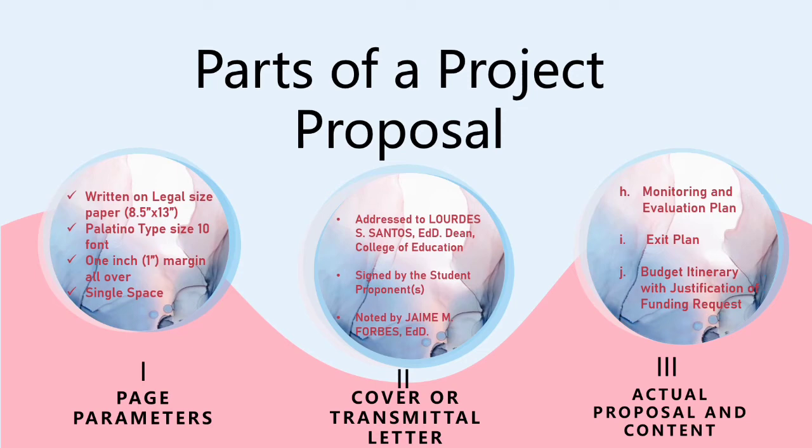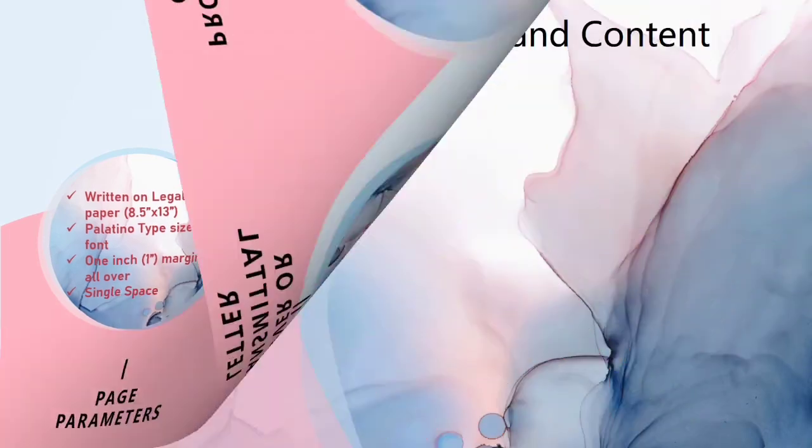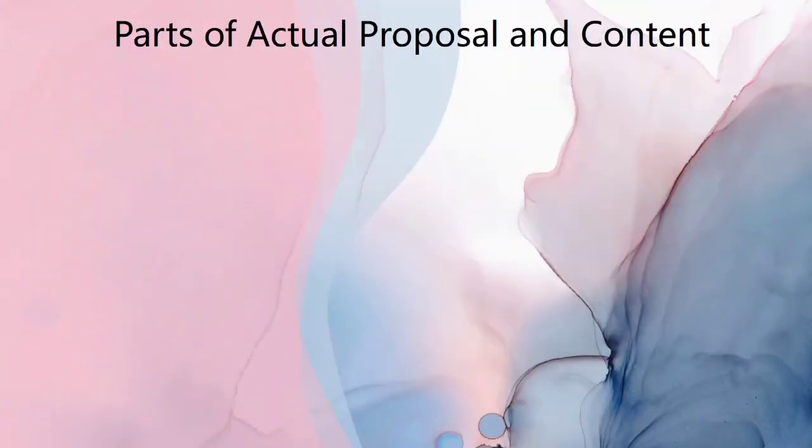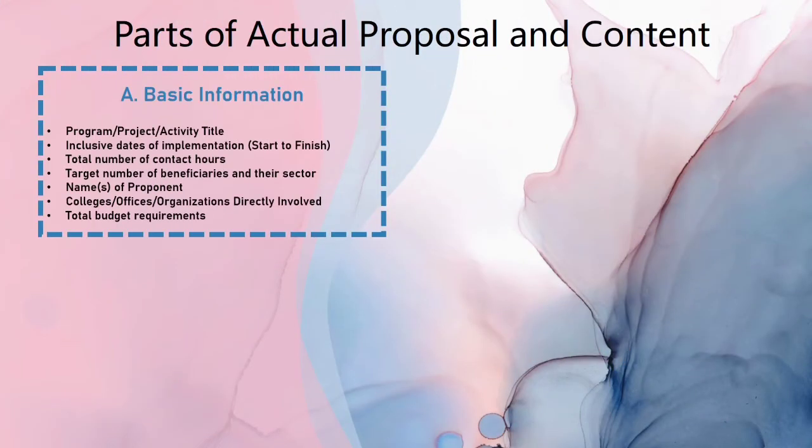So moving on to basic information, it contains the program, project, activity or the PPA, inclusive dates of implementation from start to finish, the total number of contact hours, target number of beneficiaries and their sectors, name or names of proponent, the colleges, offices, organizations directly involved, and the total budget requirements.